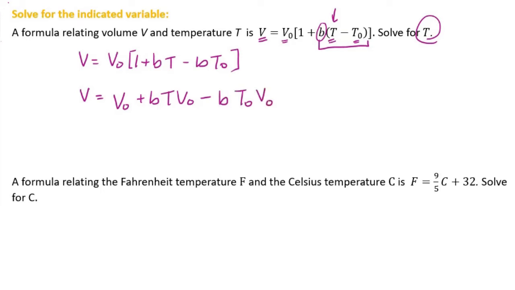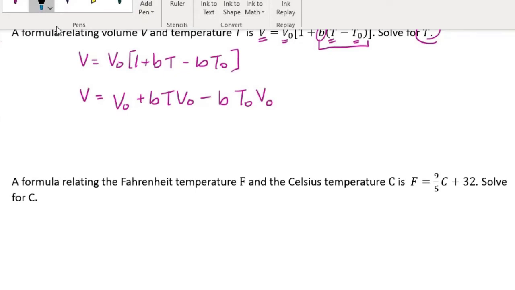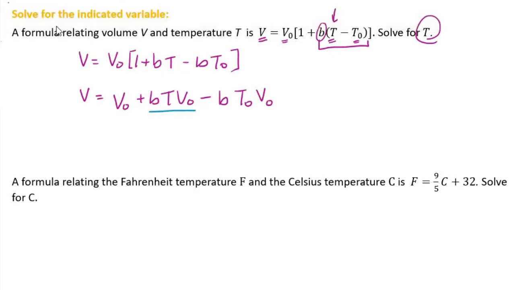Don't lose track of what variable you're trying to isolate. Let's make sure we know where that is. Here's the t, and I've underlined the term that it's in. It's the only term that has the t, so I don't have to worry about adding, subtracting like terms, or trying to factor out the t. If it only appears in one term, I'm just going to isolate that term.